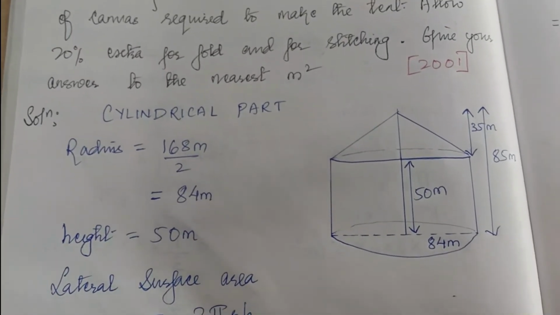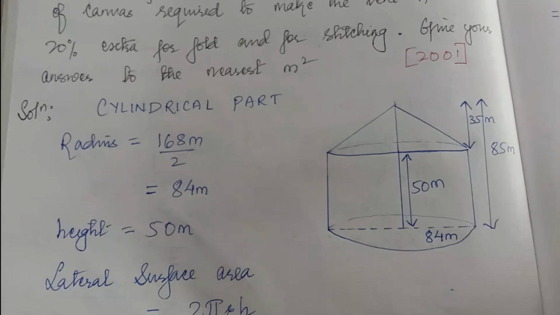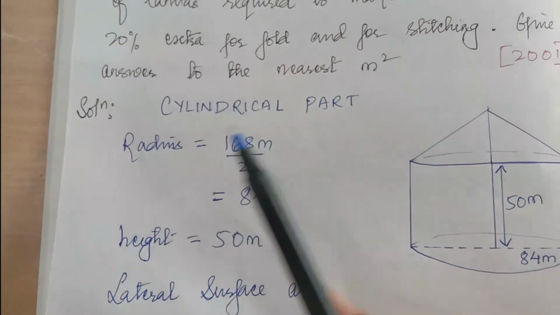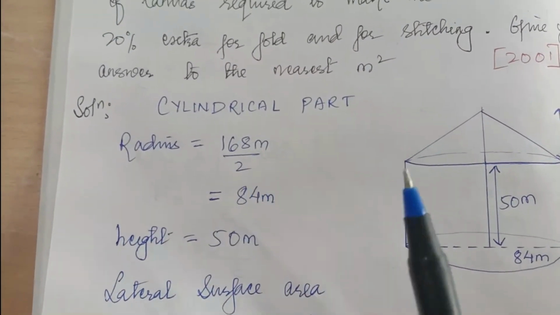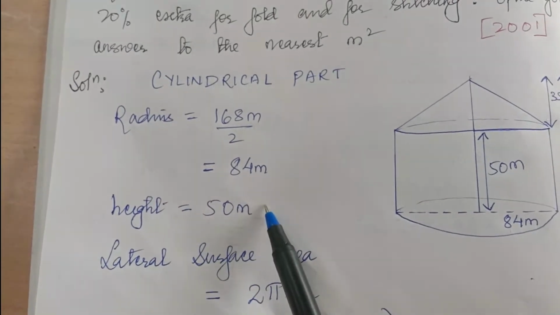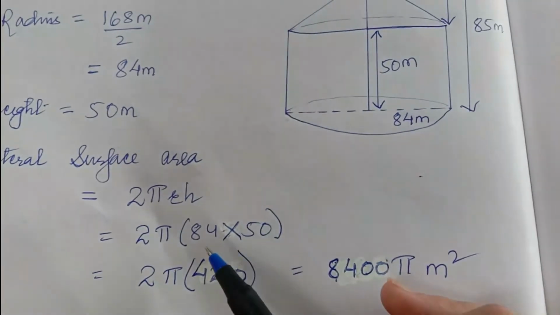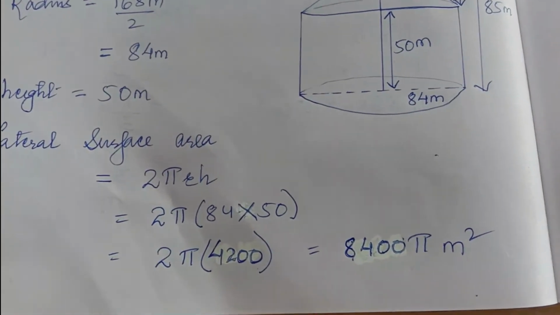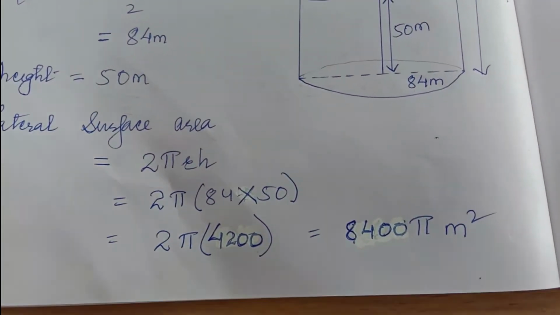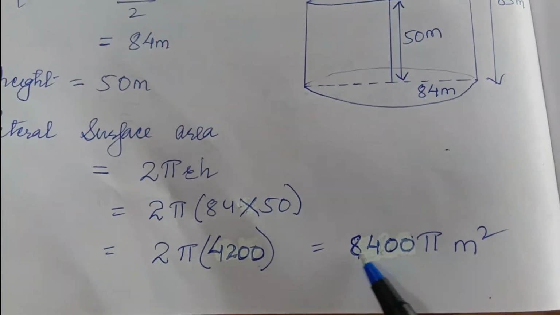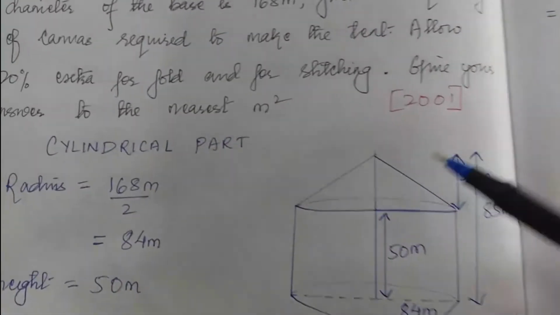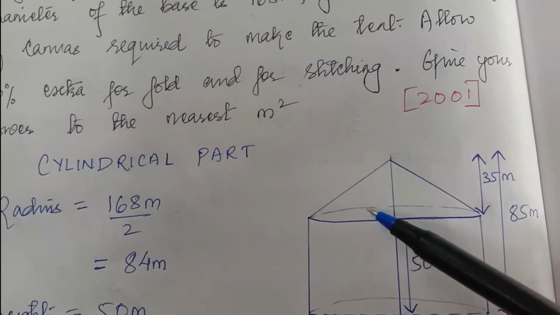That will give you the quantity of canvas required. So for the cylindrical part, radius is 168 by 2, which is 84, height is 50. Now lateral surface area is 2 pi r h, so 2 into pi into 84 into 50. I kept pi like this; you can put the value also, but I kept it like this. That is 8400 pi meter square. Now we will find the lateral surface area of the cone.